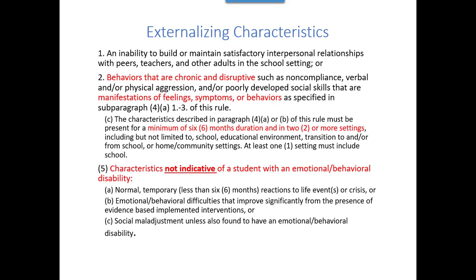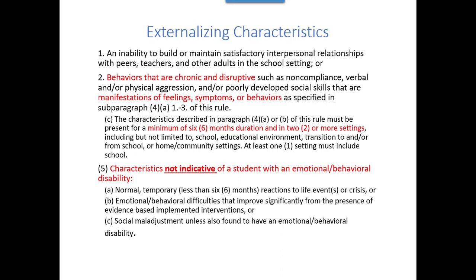So when they're talking about the externalizing behaviors, they do put a time frame on. It has to be 6 months. It has to be 2 or more settings. So it says educational environment. It has to happen in Mrs. Jones' class and Mrs. Smith's class. It has to happen at home and at school. It has to happen at Boy Scouts and at home, that kind of thing.